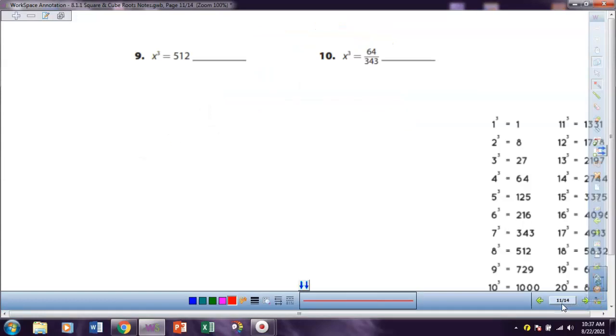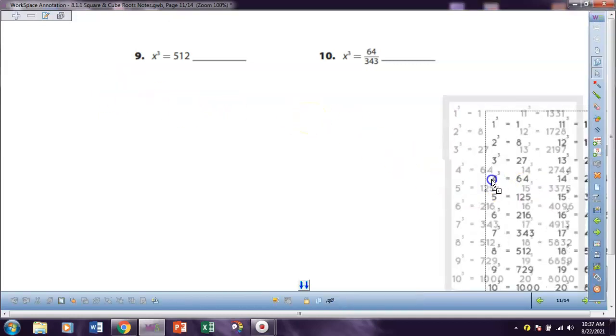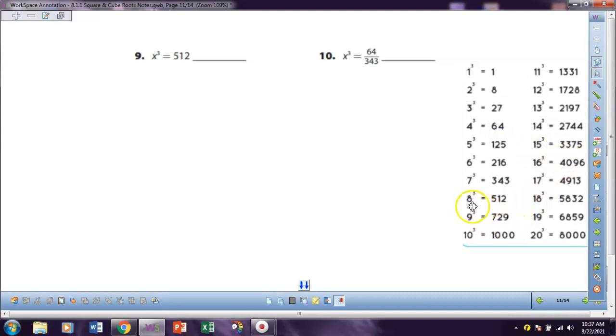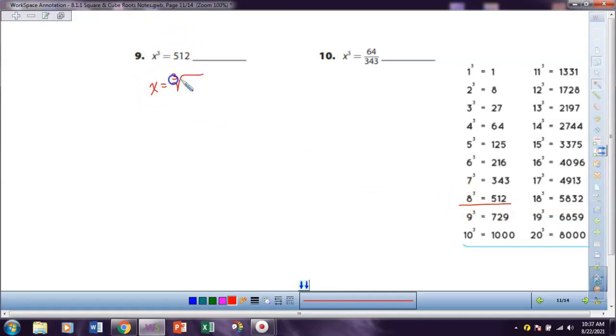So let's practice a few. So I have x cubed is 512. So I want to find 512. 512 is here. So the cube root of 512 is 8. 8 times 8 times 8 would give me 512.